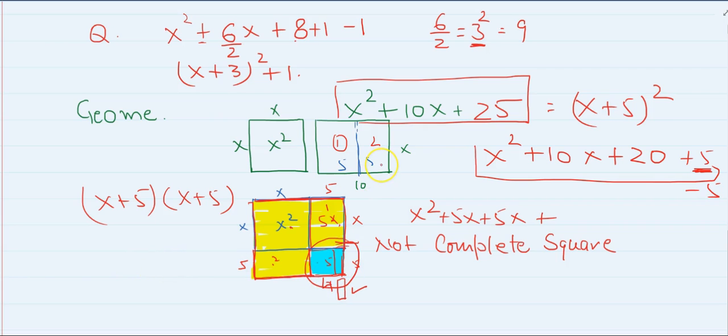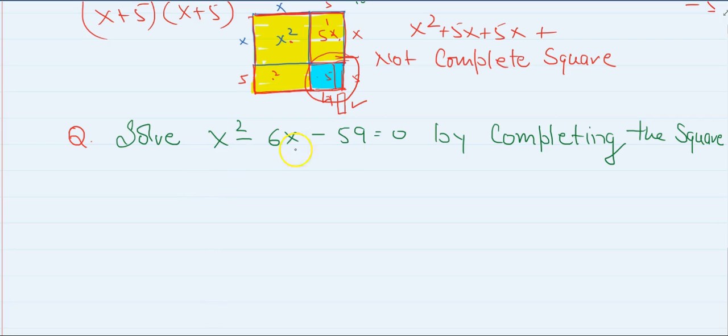Now we are going to solve a quadratic equation using the completing the square method. Let's simplify this. We solve this quadratic equation by completing the square. Our equation is x square minus 6x minus 59 is equal to 0. Sometimes it's easy to transpose it to this side, so the equation will become x square minus 6x is equal to 59.